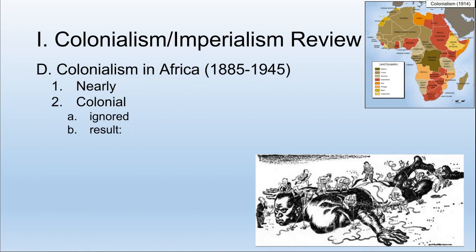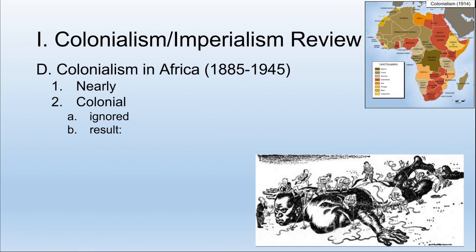All right, colonialism in Africa, starting really in the mid-19th century, but 1885 is a seminal year. Does anyone remember why? 1885? The Berlin Conference, good times, when the Europeans got together and carved up Africa, with the exception of two areas, and that's going to be Ethiopia and Liberia. But everyone else gets carved up and becomes a colony of a European power.